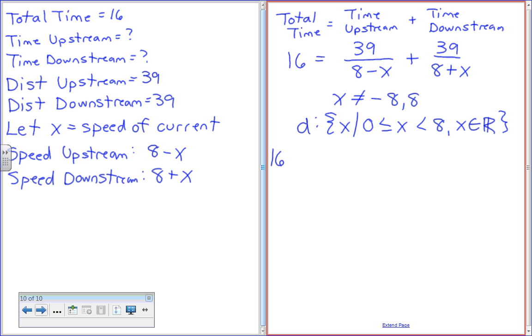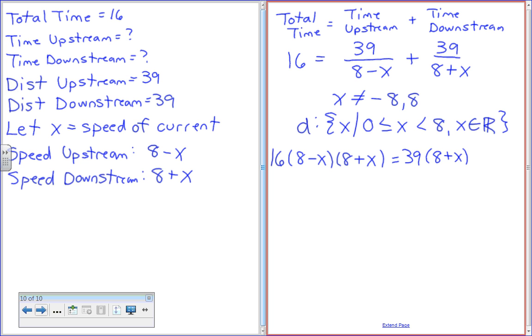So it'd be 16 bracket x minus 8, bracket 8 plus x. And then 39, bracket 8 plus x, plus 39 bracket 8 minus x.